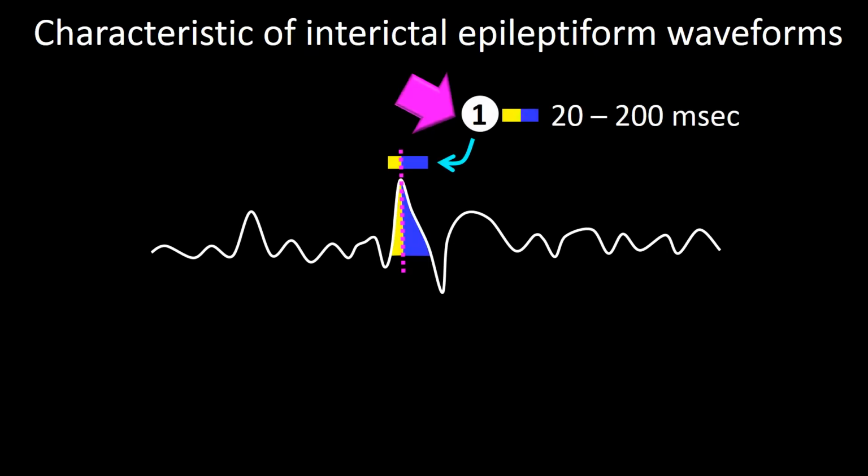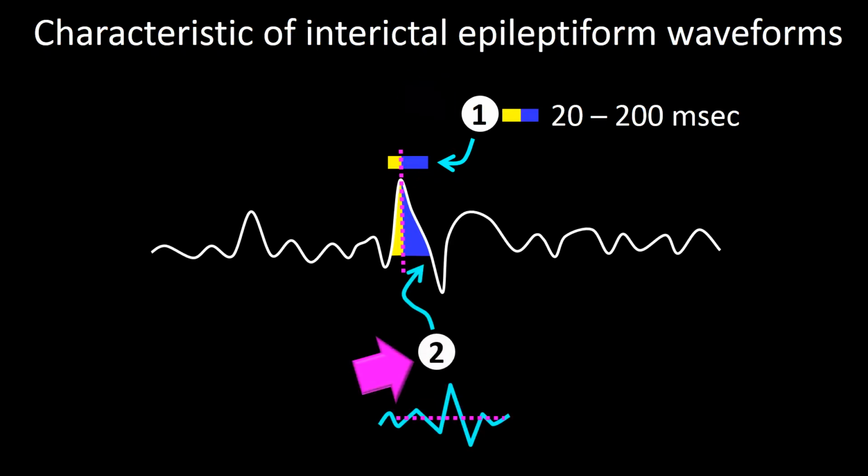Interictal epileptiform activity has a duration between 20 to 70 milliseconds, in which case it is called a spike, or 70 to 200 milliseconds, in which case it is called a sharp wave. Current thinking does not give different meaning to these two types of electrical activity. Interictal epileptiform activity has a faster rise time, represented in yellow, and a slower drop time, represented in blue in this frame. They cross the previously established baseline, therefore they are biphasic or triphasic.